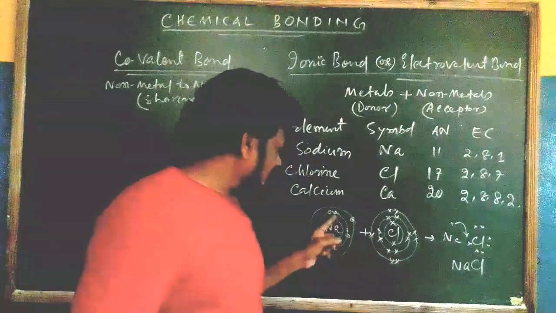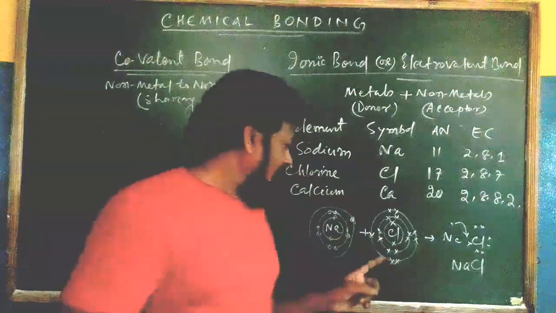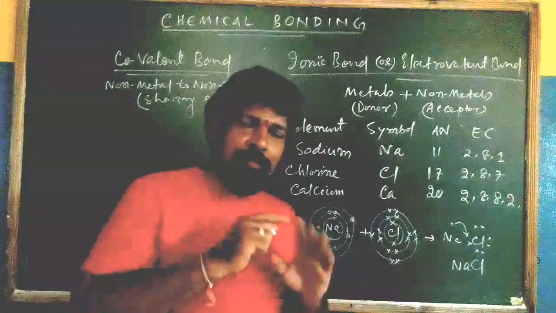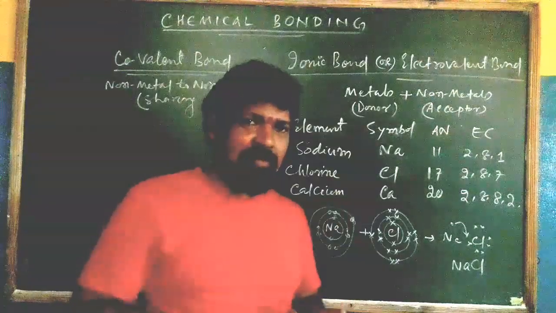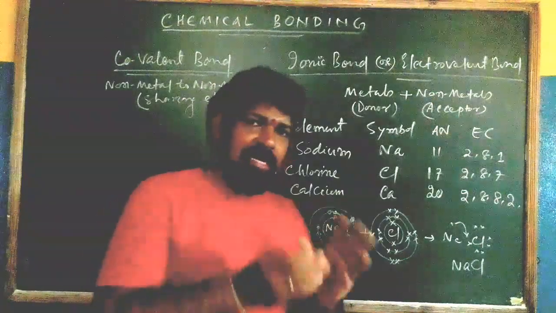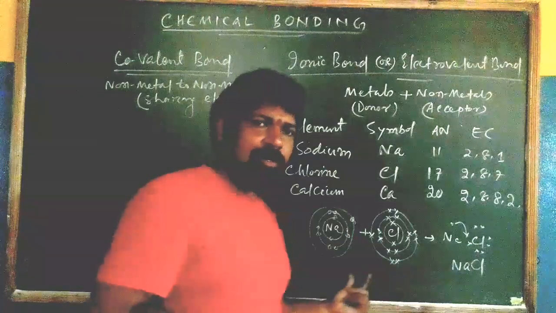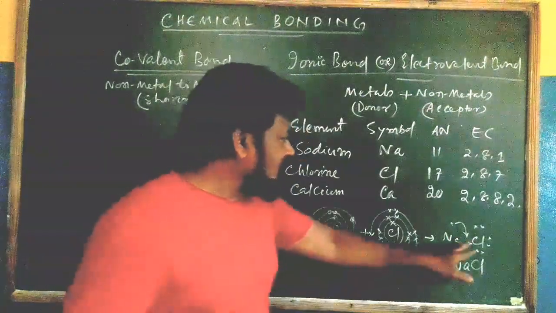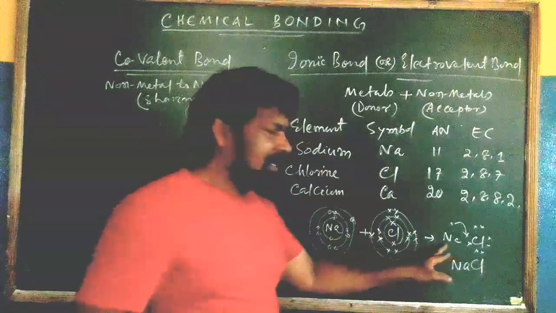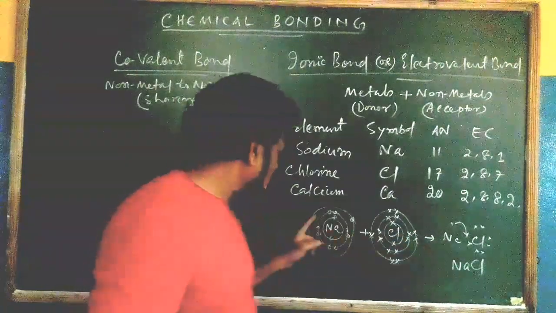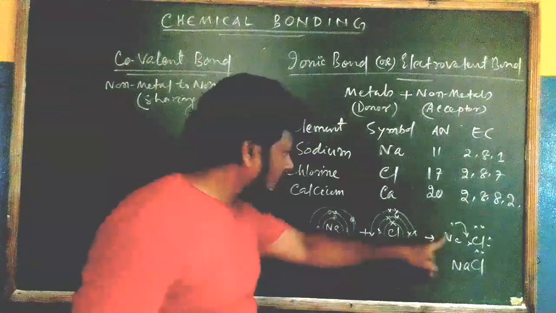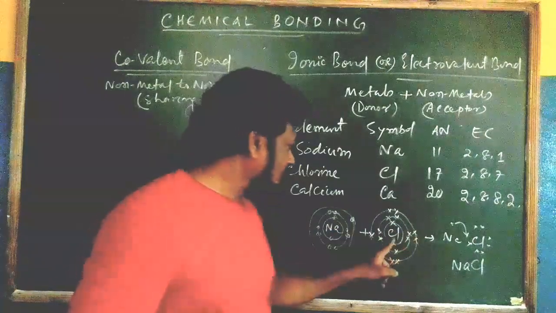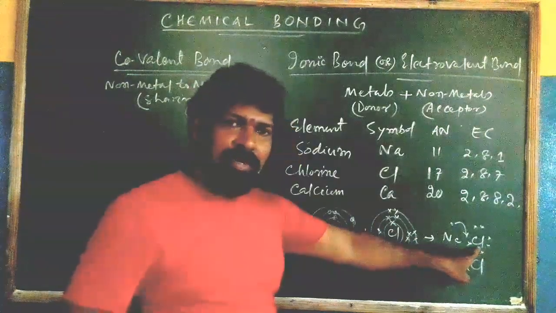I have represented the electrons of sodium as round and chlorine as cross, but in fact all the electrons are the same in structure. To identify sodium electrons and chlorine electrons, I have given round and cross. And now in this picture, I took only the outermost shell. In the outermost shell, this is sodium, the symbol of sodium is Na. This is chlorine, the symbol of chlorine is Cl.